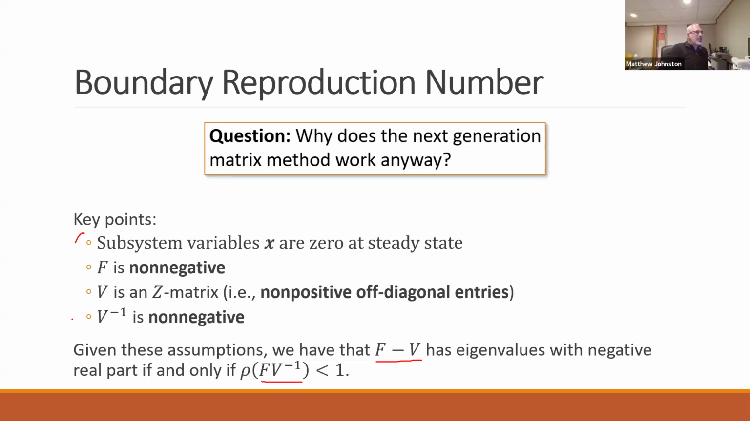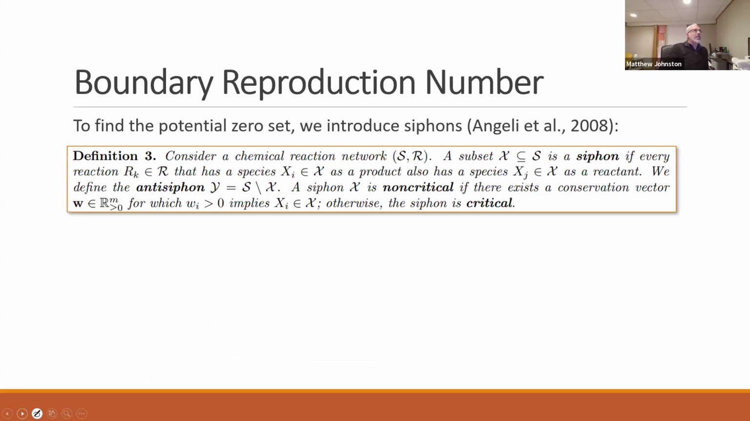It is true if these conditions are satisfied. It fails if these are not satisfied. These conditions here are the crux of it. So in epidemiology, you get it for free. In biochemistry, we'll have to think about it. I don't want to go over time.